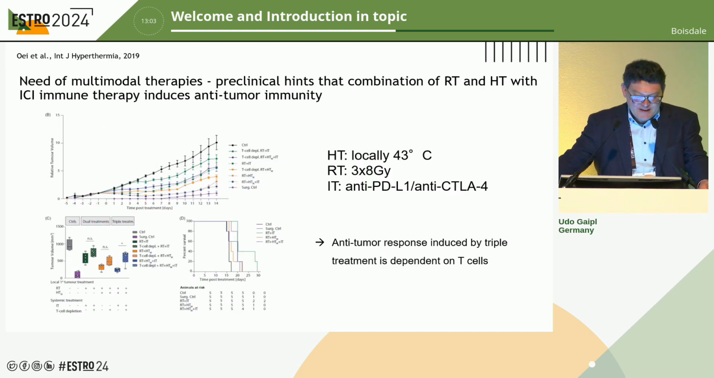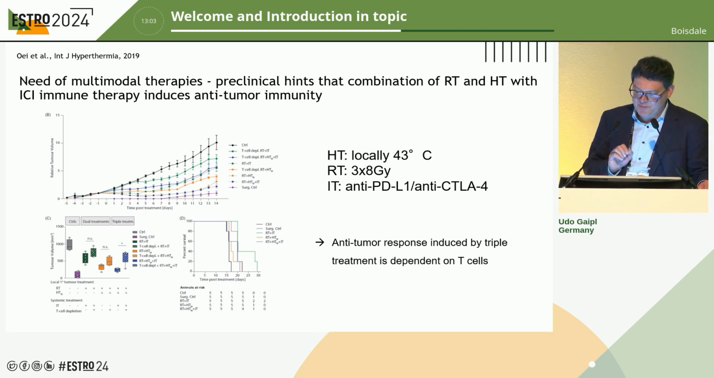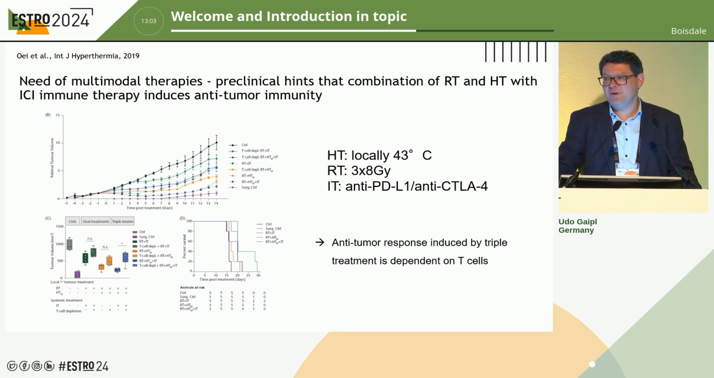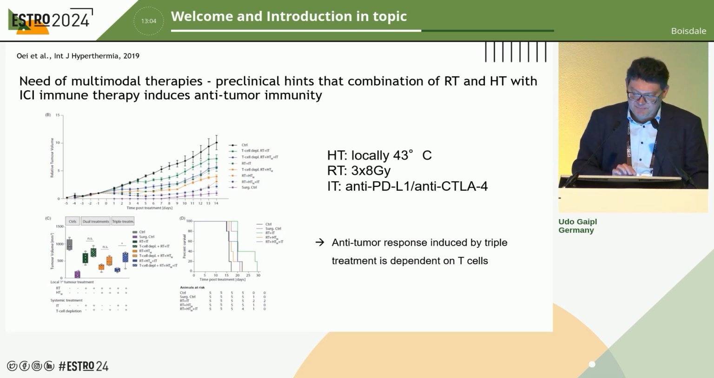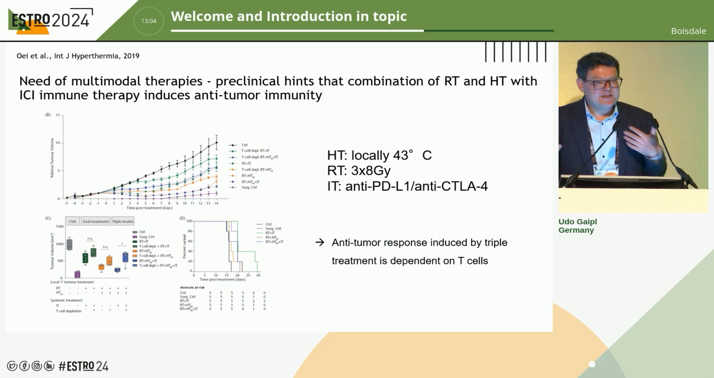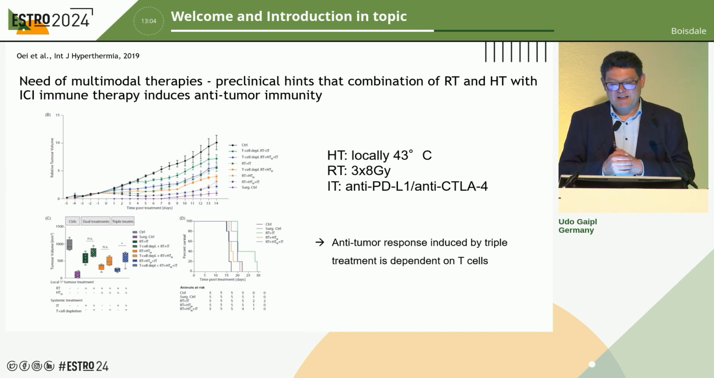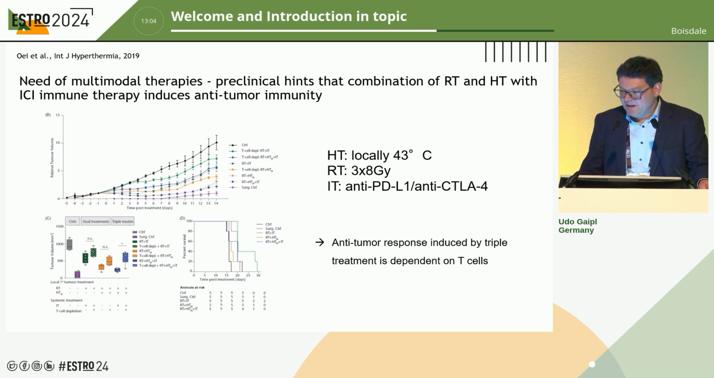This is nice work from Oy et al. She showed very nicely when you combine hyperthermia with radiotherapy and immune checkpoint inhibition, in this case anti-PD-L1 and anti-CTLA4, it's the lower line there, you got tumor growth retardation, so you really got a good anti-tumor immune response by this triple treatment, and this was dependent on T cells. So this is now some preclinical hint that if you combine radiotherapy with hyperthermia and immune checkpoint modulation, you might get beneficial responses.